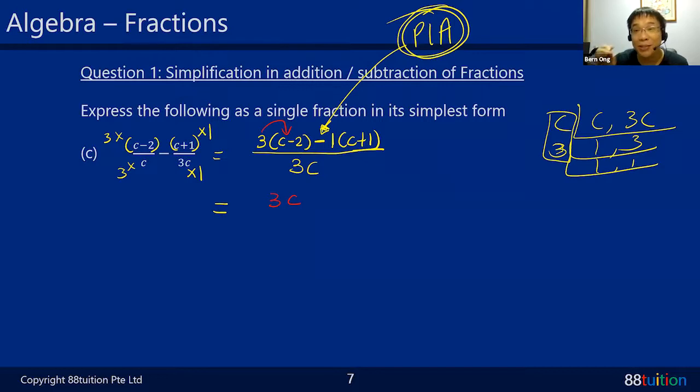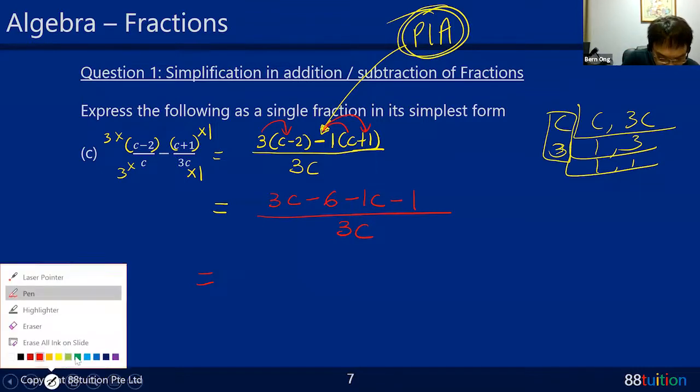So 3 times c is 3c. 3 times minus 2 is minus 6. Then careful, the minus belongs to the 1. So minus 1 times c is minus 1c. Be careful. Minus 1 times positive 1. Minus and plus is minus. 1 times 1 is 1 over 3c. Can you see or not? So now you simplify. 3c minus 1c is 2c.